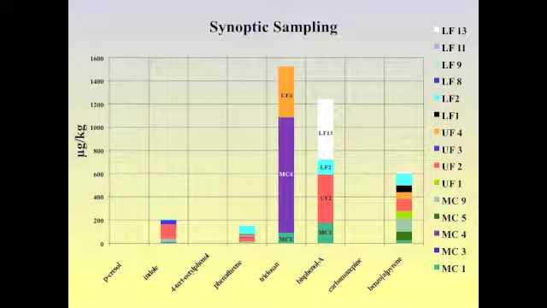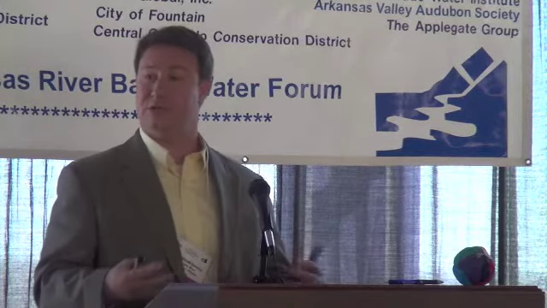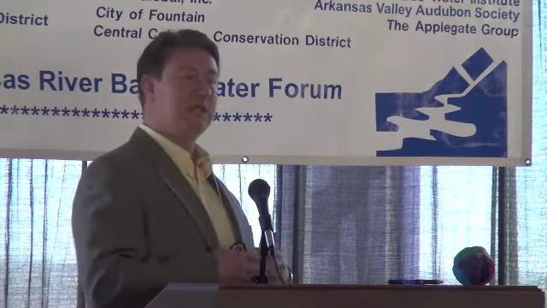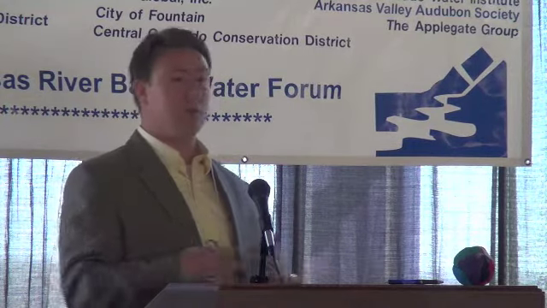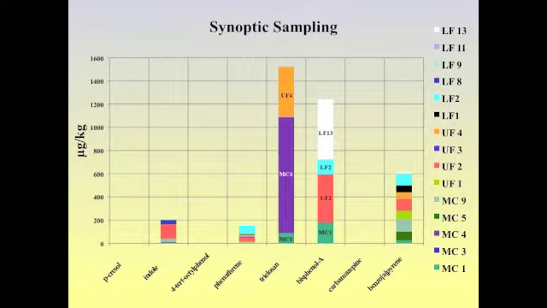So I'm going to show some data from what we call synoptic sampling. What that means is we sent out teams to the various locations in the Fountain Creek watershed that we were collecting the samples from, and they did it simultaneously or within a very short period of time. So we really get a snapshot of what's going on throughout the watershed all at one time. And so this is from one of my students, a relatively small number of organic contaminants that he was focusing on. But I want to bring your attention to a few of them.